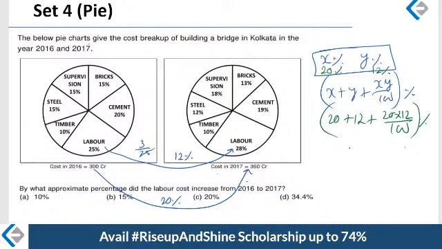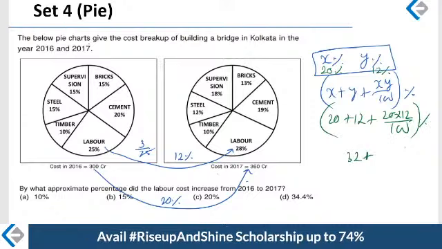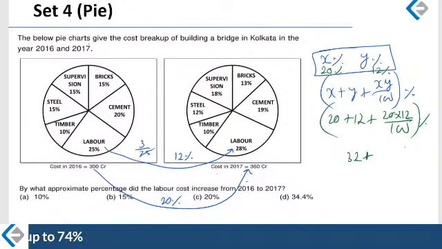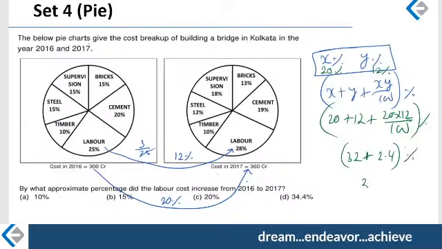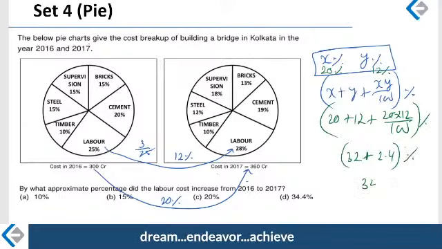Now 20 plus 12, this is 32. 32 plus 20 into 12 divided by 100, that is 240, that is another 2.4%. Therefore you would say that this is nothing but 34.4%. That's my answer.